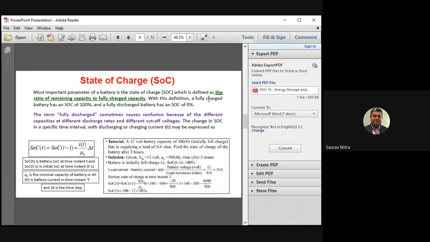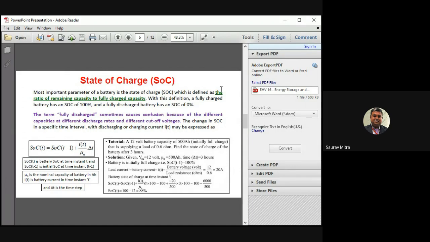So with this definition, a fully charged battery has an SOC of 100%, and a fully discharged battery has an SOC of 0%. But we will not wait for it to come to 0%. As soon as, for vehicle technology, it falls to 70%, we will charge it again. The term fully discharged sometimes causes confusion because of different capacities at different discharge rates. So for fully discharged, the discharge rate at which you are discharging is very important.